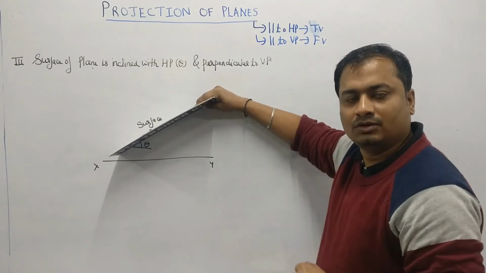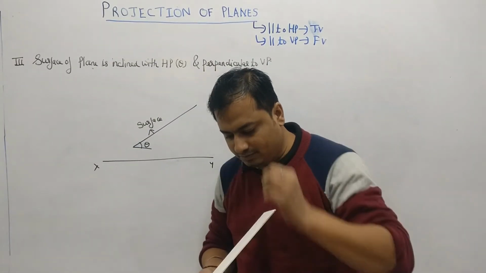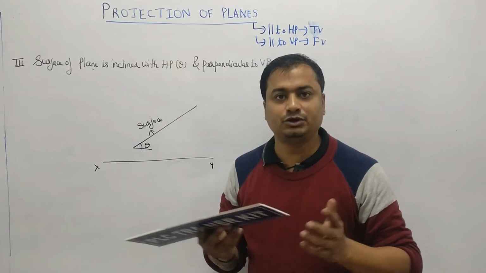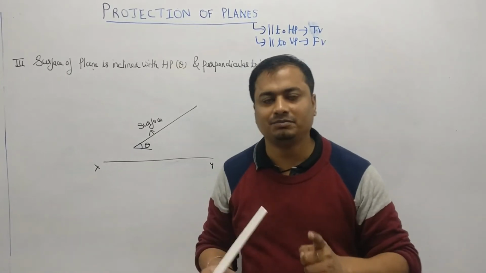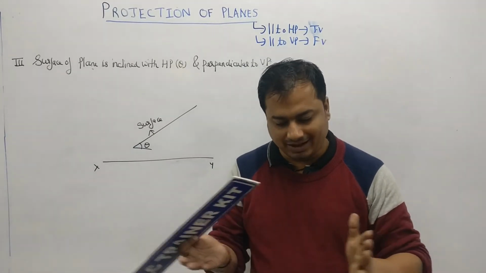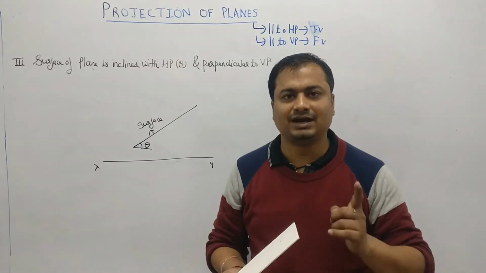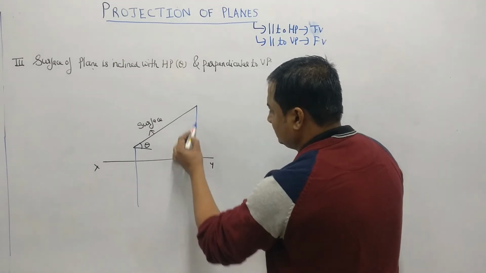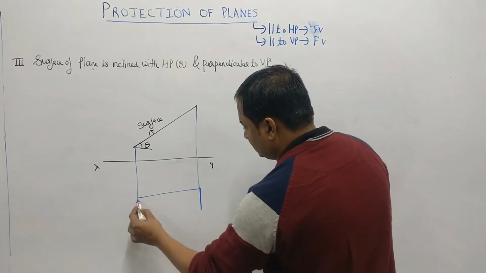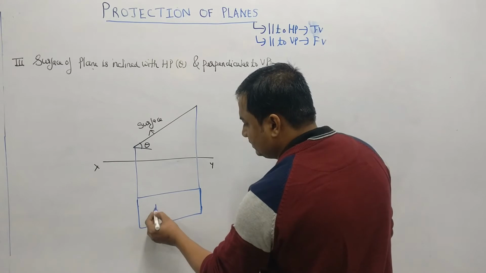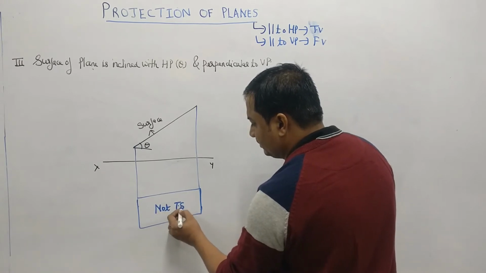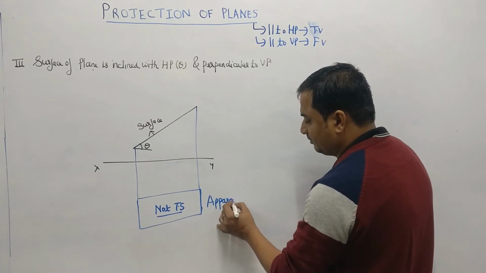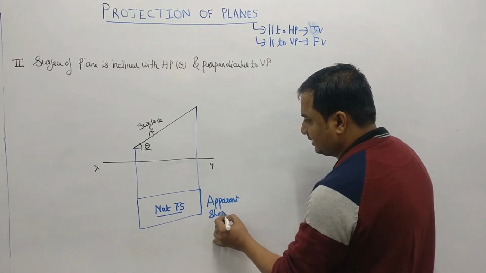Now what will be the top view? When you see this plane from the top, you will be getting a rectangle, but that will not be the true shape. That will be apparent in shape, short in size, but not true. That means the top view is going to appear something like this. If this is a projector, you will be getting the top view like this. This is not the true shape, this is the apparent shape.